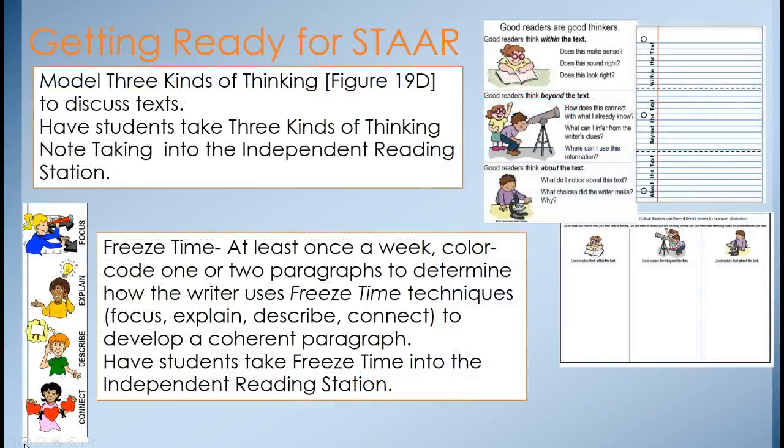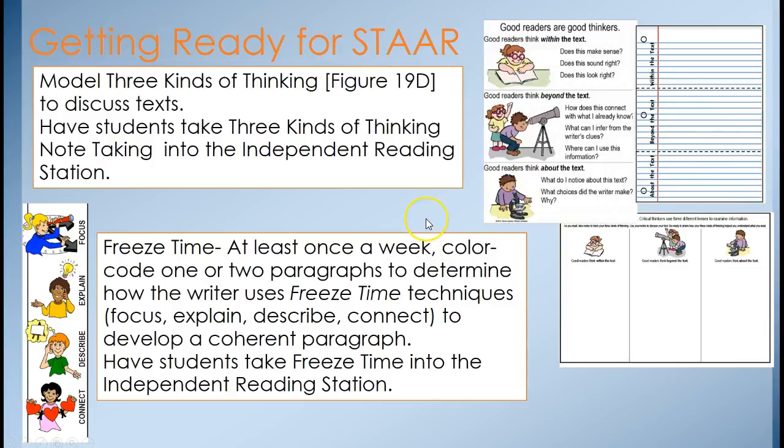So, let's think about STAR because it's coming. All right, and I know you've done a great job getting there. One of the things we want to think about when we're getting them ready for STAR is to model the three kinds of thinking, okay? And maybe the note taking and independent reading. What kind of things do you see within the text? What did the author tell you about the story? What are some of the things beyond the text and what about the text?